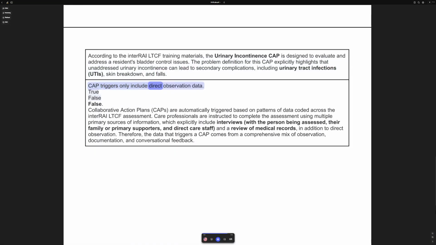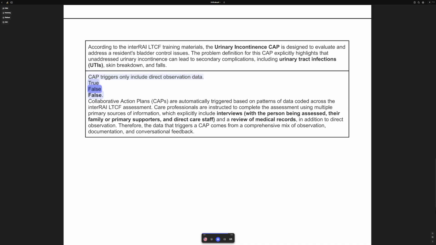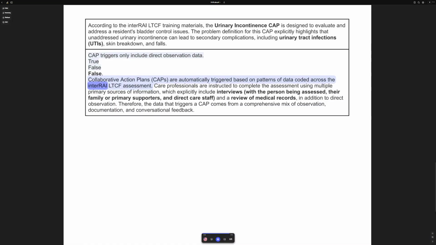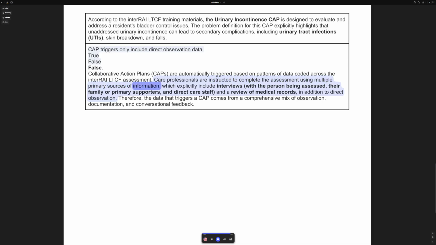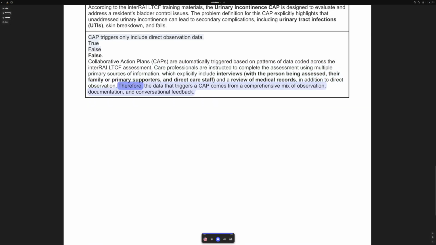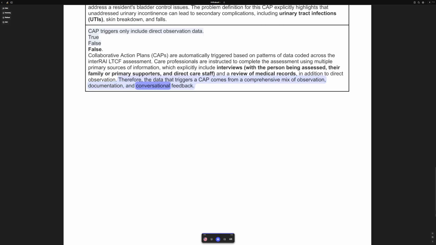CAP triggers only include direct observation data. True or false? False. Collaborative action plans, CAPs, are automatically triggered based on patterns of data coded across the interRAI LTCF assessment. Care professionals are instructed to complete the assessment using multiple primary sources of information, which explicitly include interviews with the person being assessed, their family or primary supporters, and direct care staff, and a review of medical records, in addition to direct observation. Therefore, the data that triggers a CAP comes from a comprehensive mix of observation, documentation, and conversational feedback.